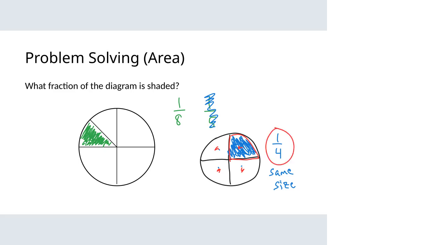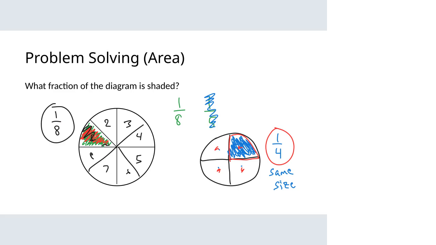And we're going to use that same logic over here in the green shading and say, how many of these would it take to fill up the whole circle? Well, it would take one here, and then another one here, and then a couple more over here, and then a couple more over here, and then a couple more over here. It would take 8 of those to fill up the whole circle. So what's shaded there is 1/8 of the entire circle.